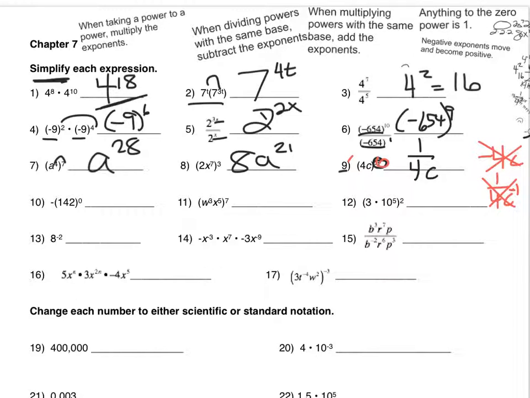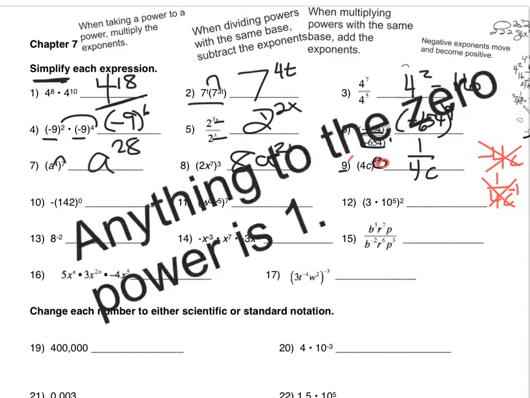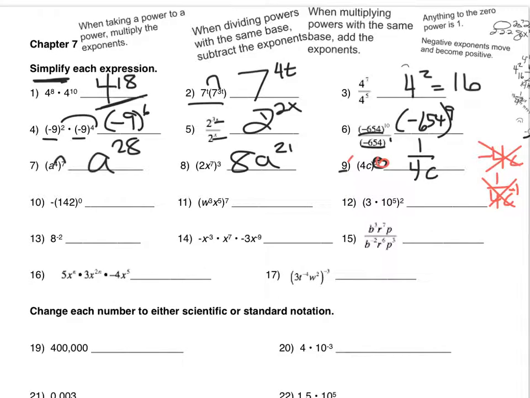All right, for number 10, anything to the 0 power is 1. Again, that's not some made-up rule. There's a pattern that exists when you're working with exponents, and the 0 power does make an answer 1. However, there is that negative there, so it's a negative 1. A very common answer on this problem would be 0, but the 0 is not the right answer. It's negative 1 in this case.